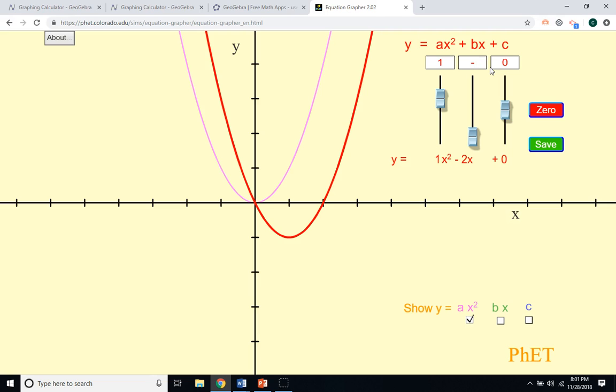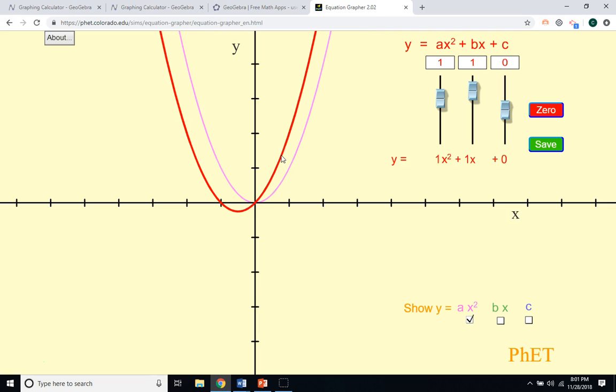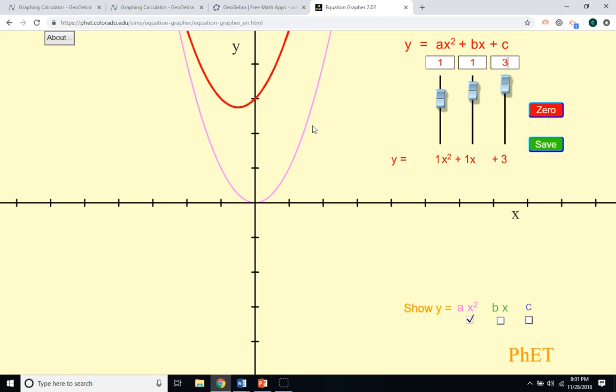Now also, if we leave b as a 1, what happens if we make c become a 3? Look at how it shifted our graph upward, because c represents our y-intercept. Remember, if x is 0, these terms will both be gone, and it will just leave you with c. So our term becomes up here. You can also see with our original, if you only applied c, it'll be somewhere along this line.